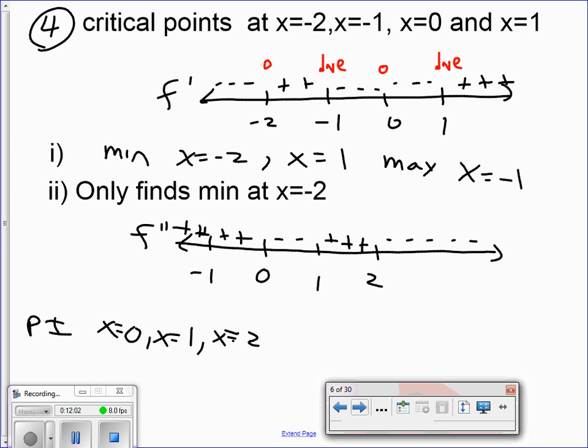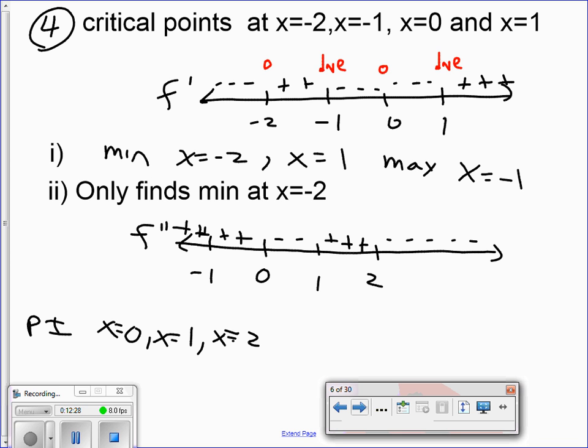And then if you make a sign chart with the information that they gave for the second derivative, you can find where you have points of inflection. And you should have at x equals 0, the second derivative changes sign. Right? At x equals 1 and at x equals 2. Get those? Okay. Good enough? You got that? All right.